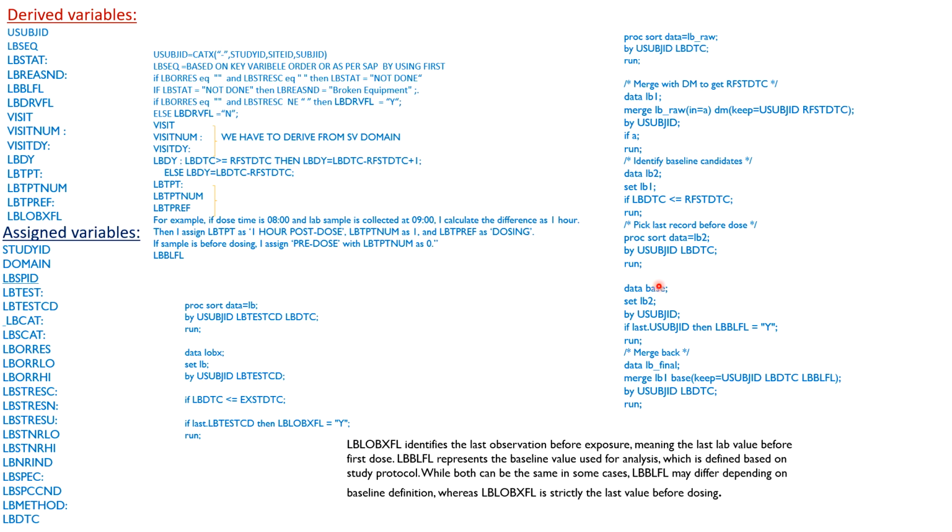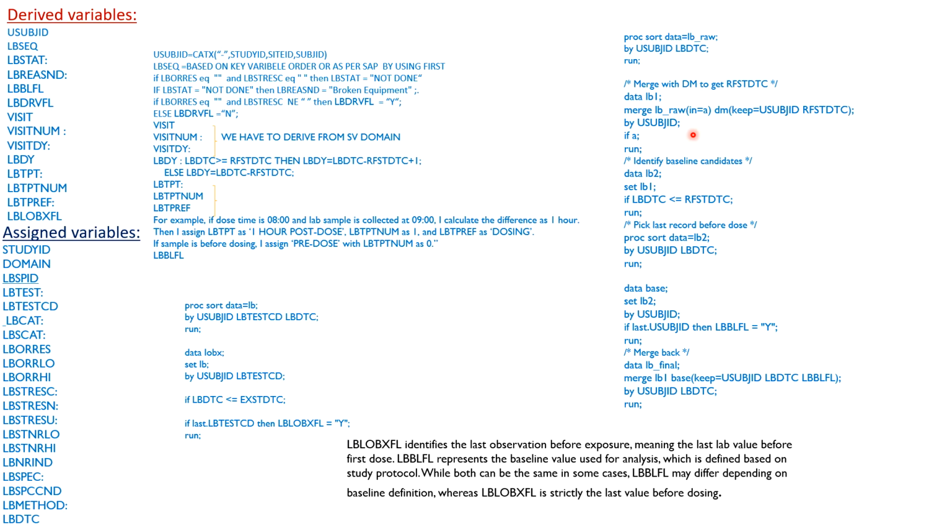While creating the baseline flag, first we need to sort the data by unique subject ID and LBDTC for the LB domain. Then we need to get the RFSDTC from the DM domain. For both datasets we need to sort by unique subject ID, then merge both datasets by unique subject ID.